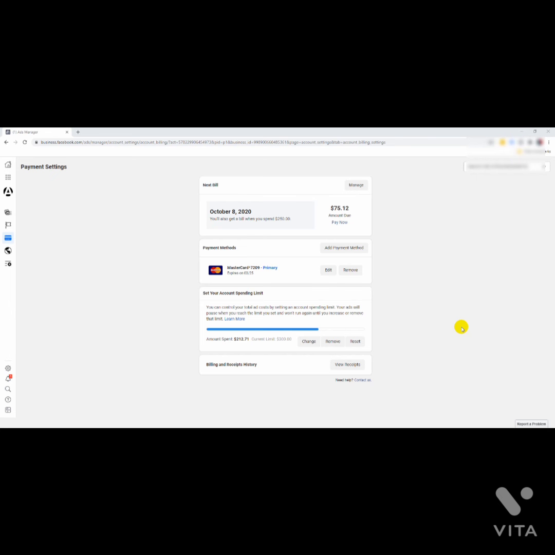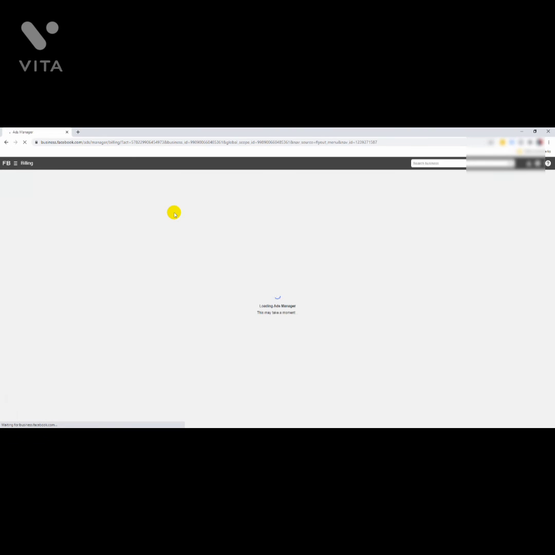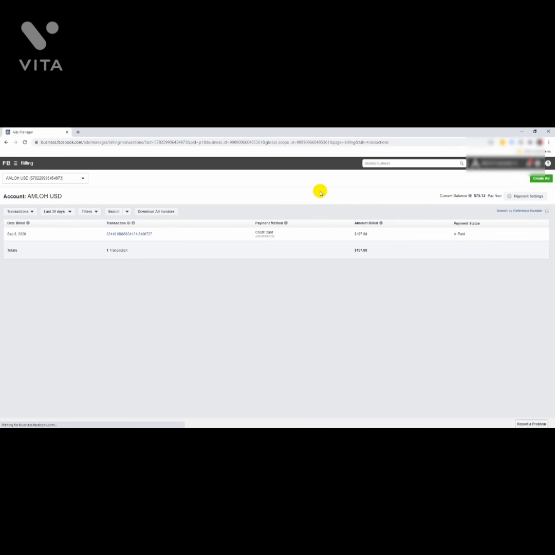Okay, so what you're looking at right now is the payment settings, and as you can see, this account, we have set up the account spending limit. But let's just rewind back a little bit on how we arrive at a page like this. So what you want to do is, when you log into your business account for Facebook, go to the top left menu and head down to billing. So this is the page where Facebook will send you all the invoices for every time you do an ad spend or a billing, but we're not going to stop here. So what you want to do is go to the top right and click on payment settings.